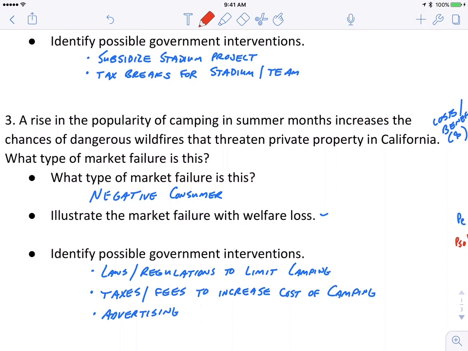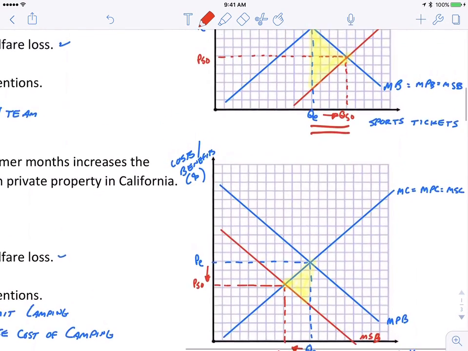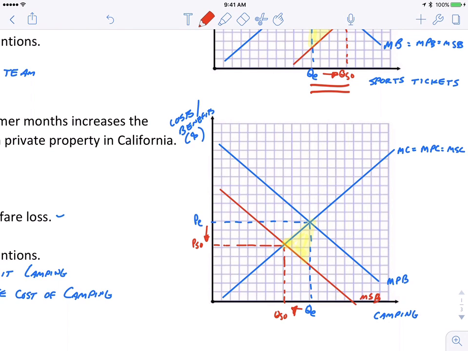You also could have advertising, and as much as you might think advertising wouldn't work here, ask yourself about Smokey the Bear, and only you can prevent forest fires. That's a pretty good example. So this is a negative consumer externality. This is our first example of that.